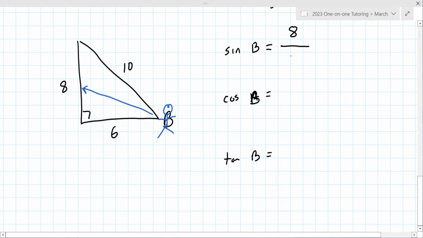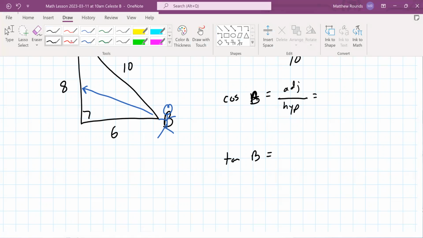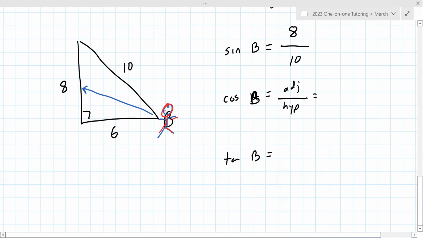8 over 10. The hypotenuse is always the longest side. That's another thing that's really important here. Cosine of B. We mentioned earlier that that's adjacent over hypotenuse. And the adjacent one, if you're standing there at angle B, you might think it could be 10, but the hypotenuse is 10. The longest side is always 10.